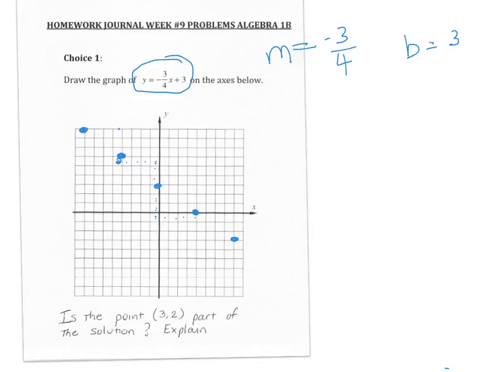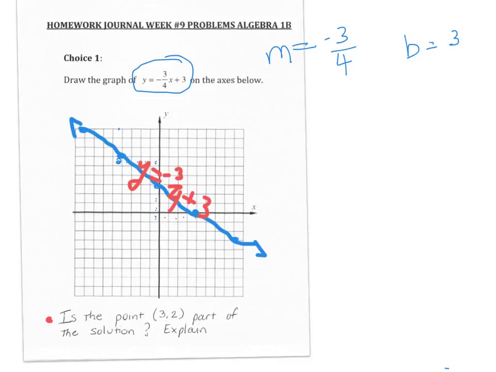So now I can go ahead and draw a line connecting my points. And of course they have to have an arrow, and that doesn't look anything like a line. I'm sorry, it's a little crooked. Okay, so that is my graph of the line. That's y equals negative 3/4 x plus 3.